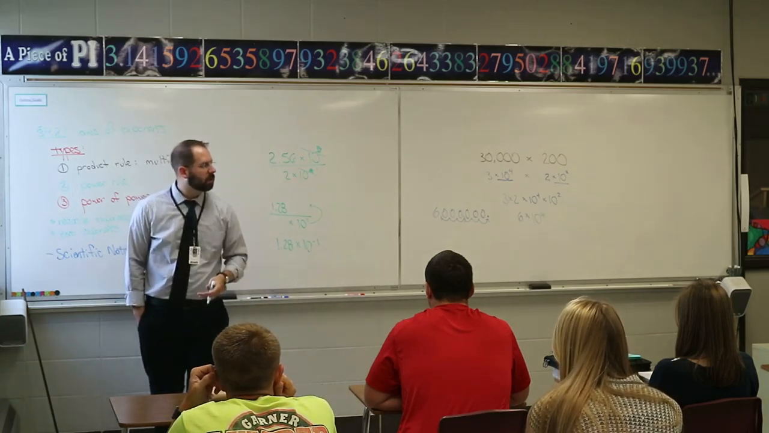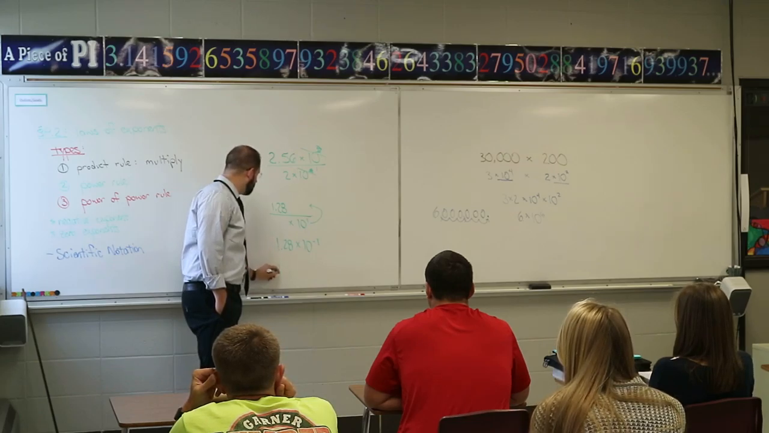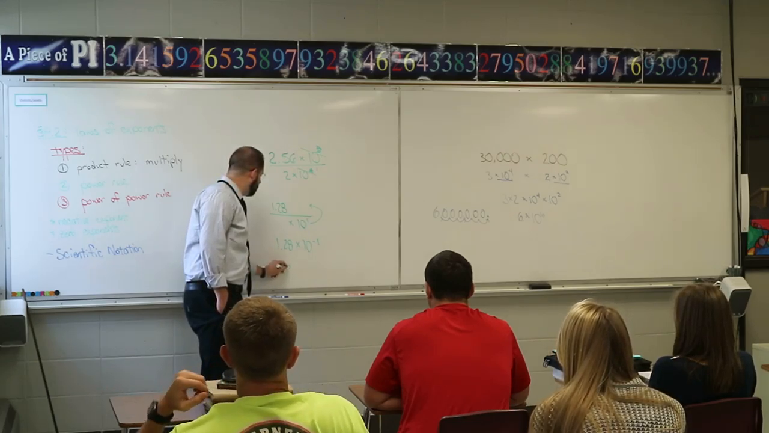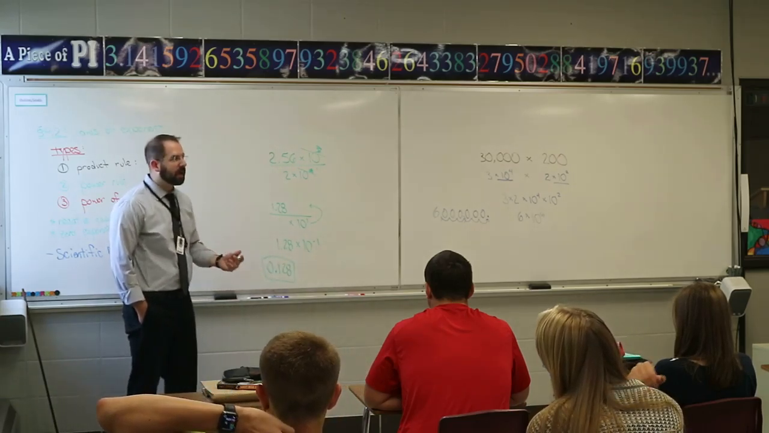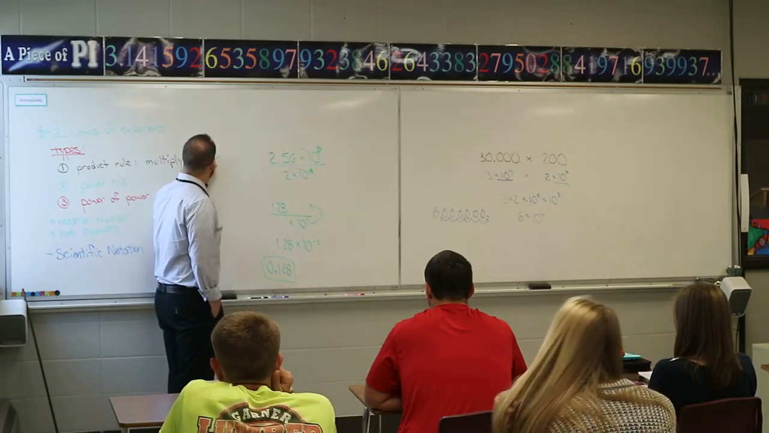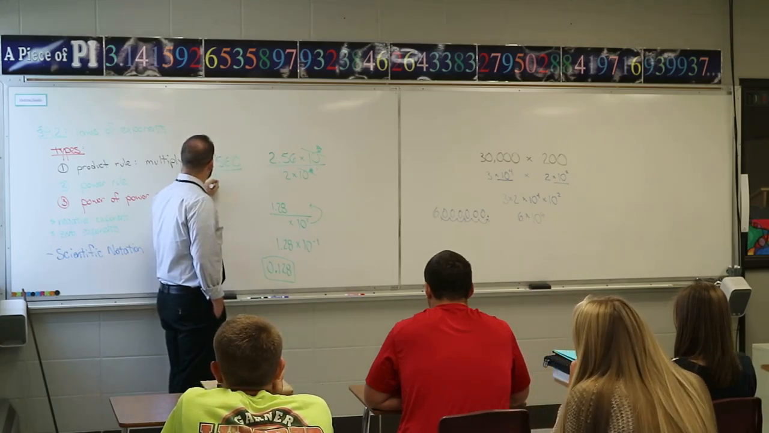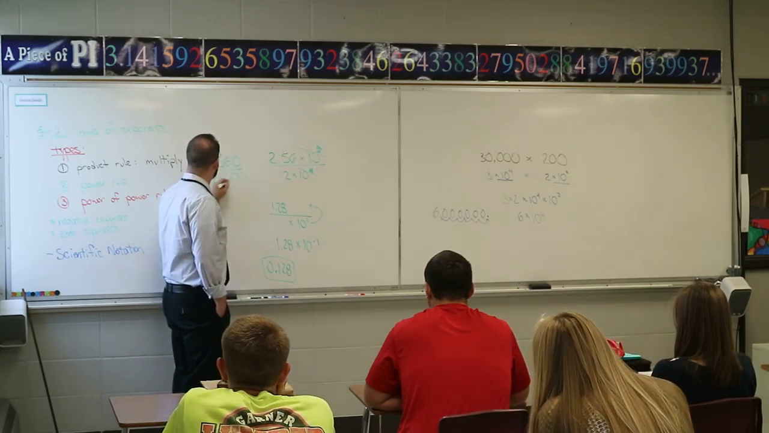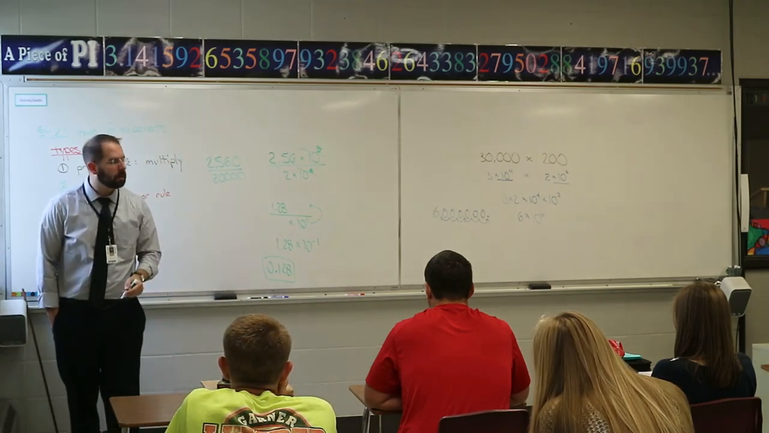And now I can move the decimal. So my final answer, if I move that around, move the decimal back one spot. This would be the answer on that problem, without a calculator, taking 2,560 divided by 20,000. Without a calculator, that's what you should get.